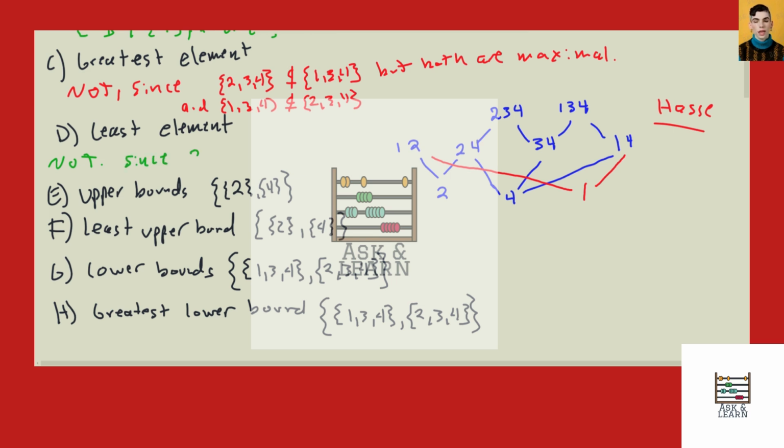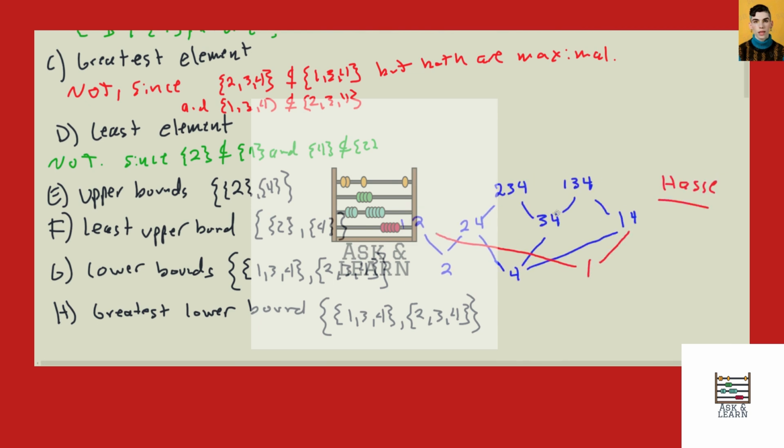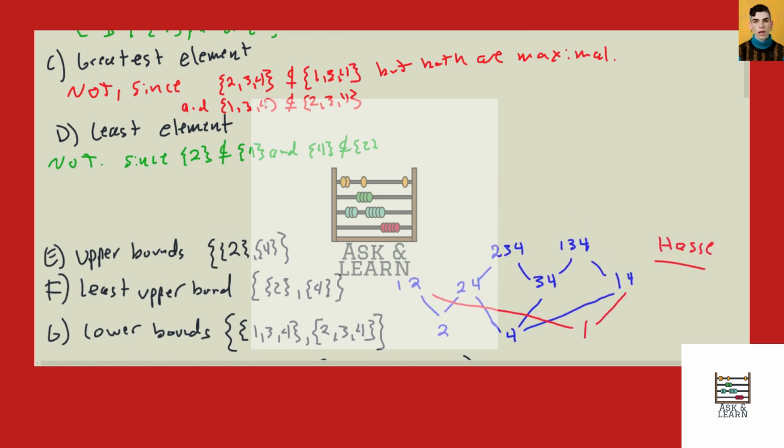So we can just say since {2} is not in {4} and {4} is not in {2}. Let me go ahead and move this diagram, then I can move all this down also. So since {2} is not a subset of {4} and {4} is not a subset of {2}, both are minimal elements.